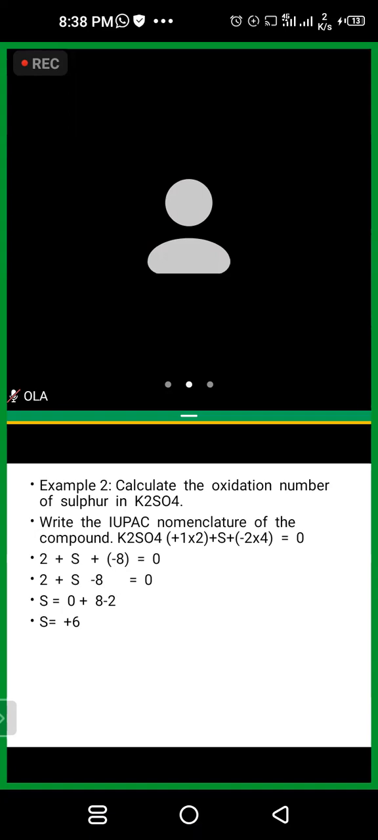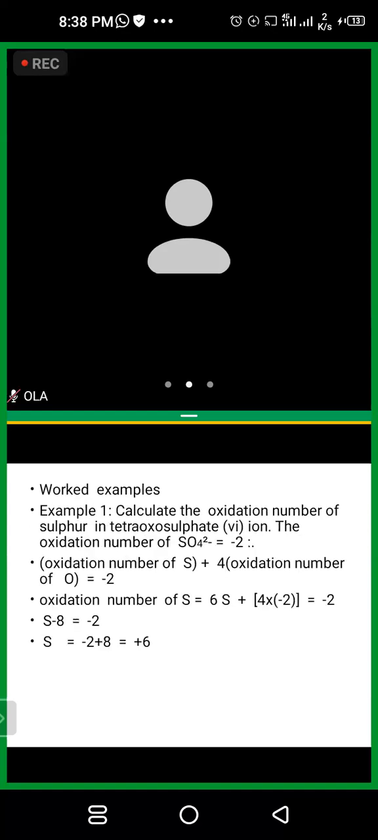Oxygen is -2 times 4, the number of atoms of oxygen there, all equals 0. So when we bring that together, we have 2 plus S plus -8 equals 0. The plus sign will be removed because plus times minus is minus. When we collect like terms, S equals 0 plus 8, going to the right side becomes +8, and 2 going to the other side becomes -2. So S becomes what? +6.